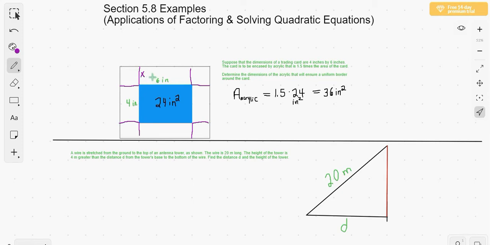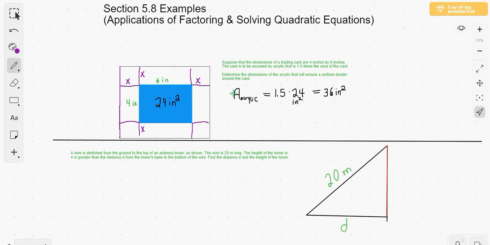We want to know what x is, because as soon as we know what x is, to calculate the length of this box, it's just going to be x plus 4 plus x. Similarly, the width of the box, of the acrylic casing, is x plus 6 plus x.